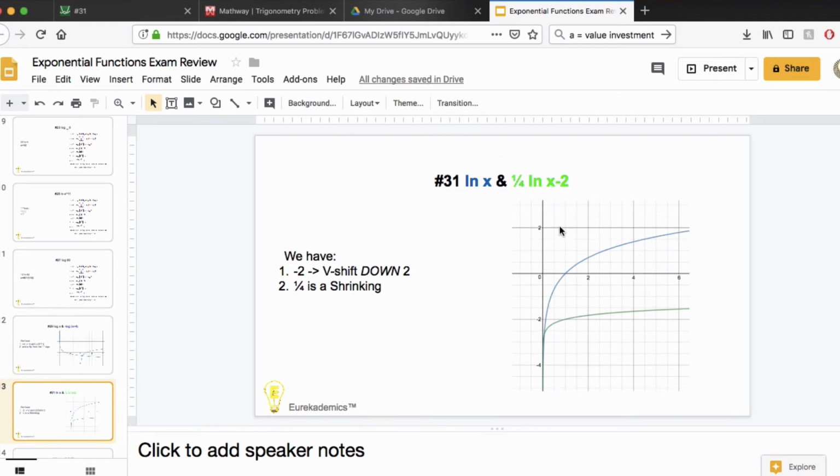That 1/4 acts as a shrinking, so it's shrinking the values. Think about your y values, your output, right? So you're getting 1/4 of the output, right? So that's why it's shrinking the output. As x increases, you're getting 1/4 of the output every time. And then this -2, because it's on the outside, it's not in parentheses with the x, acts as a vertical shift down. Okay, so that's why your whole equation is shifted down.